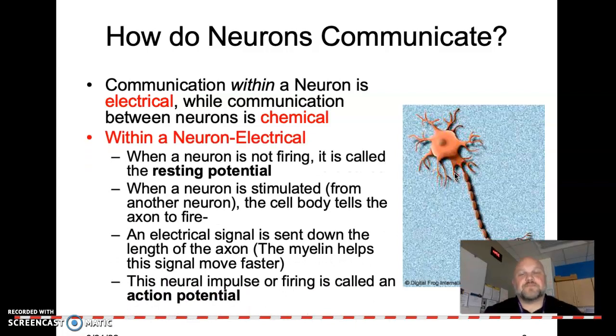So a couple things to know within a neuron. When the neuron is not firing, when the axon is not sending an electrical signal, this is called the resting potential. And so what's happening is the neuron is waiting to get the neurotransmitters from the other cells. And then when they get enough, they reach what's called a threshold, and then it's going to be called an action potential. That's going to be the firing of the neuron.